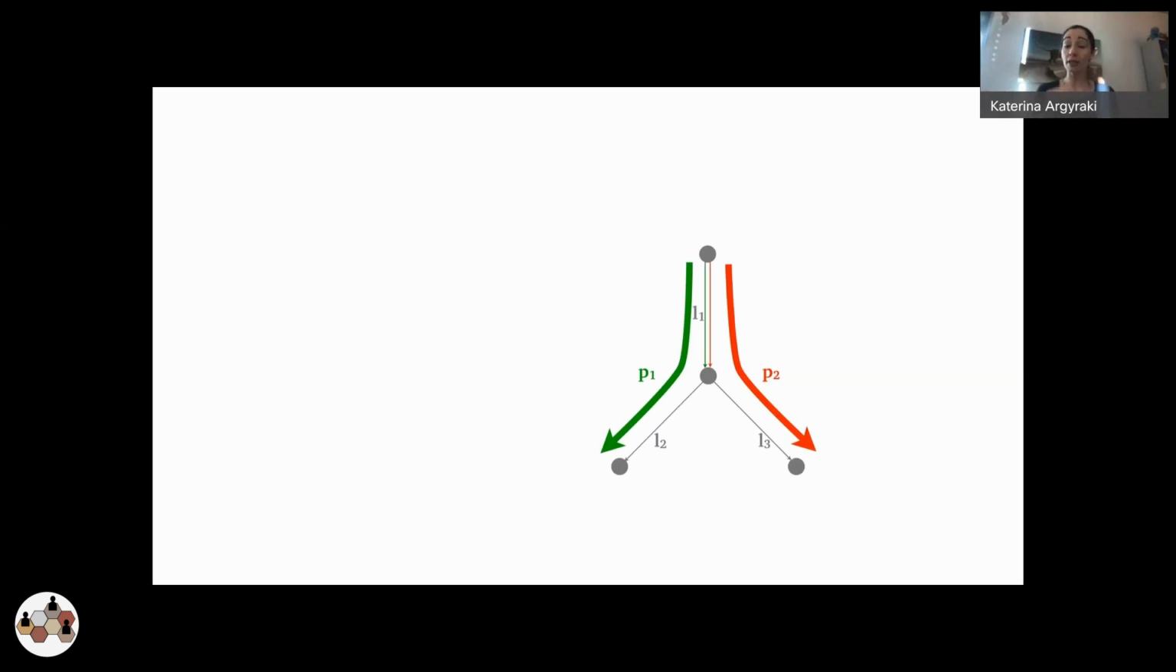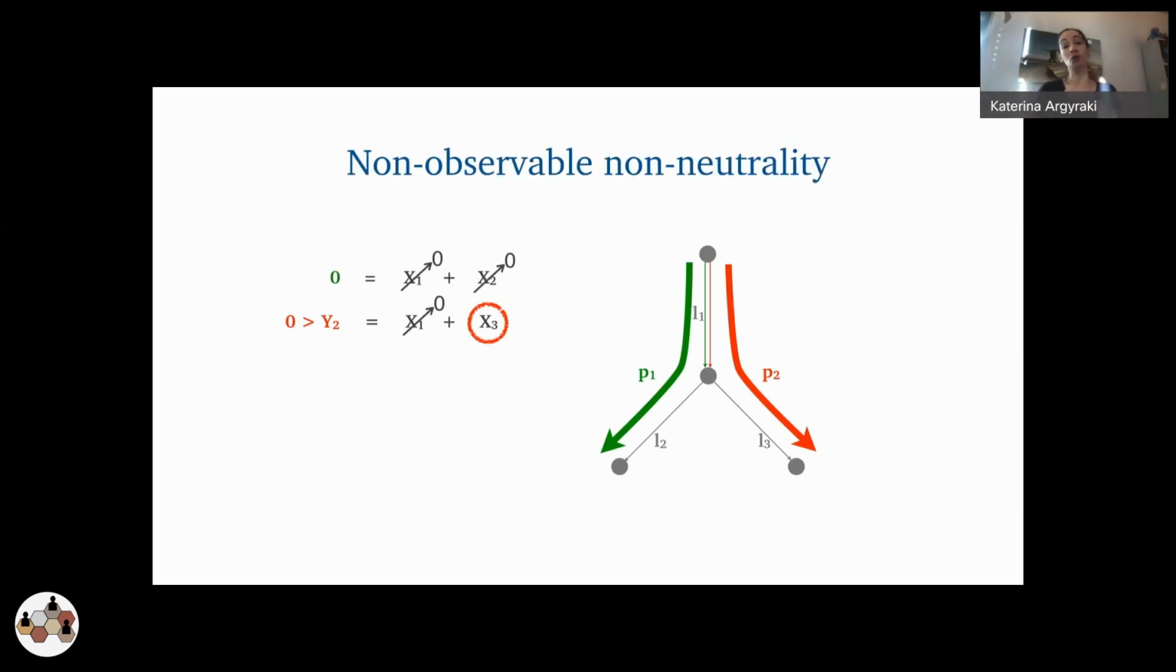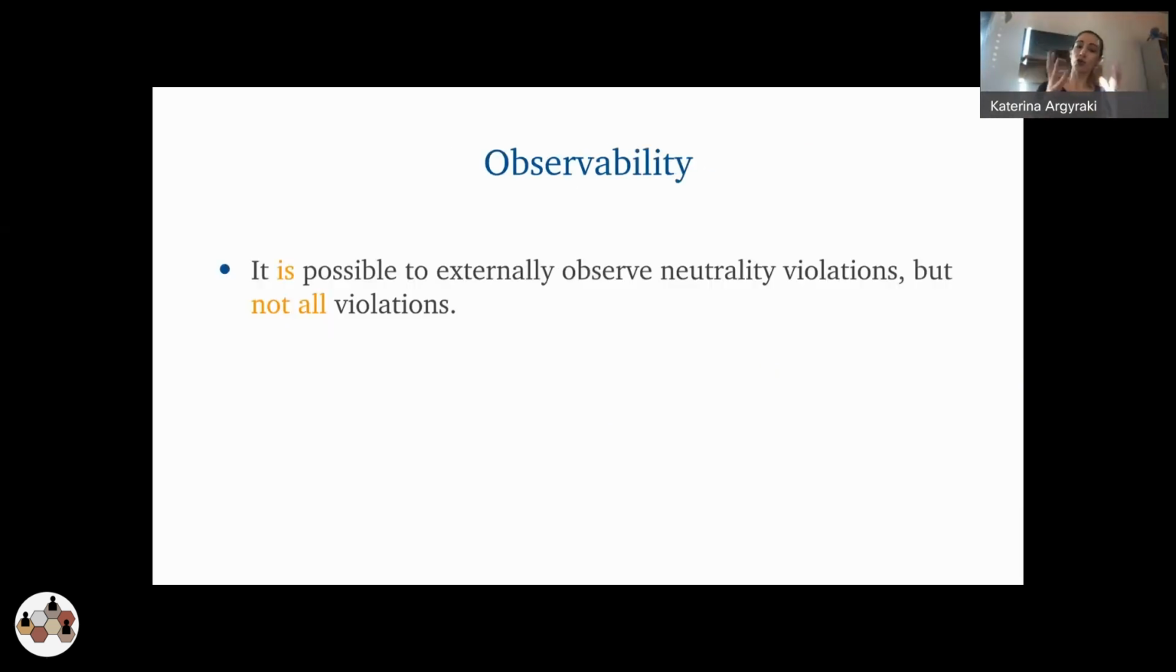So this manifests in the fact that any system of equations that we write about this network will be solvable. For example, this is an equation about path P1 and one about path P2. We said P1 is never congested, P2 is occasionally congested. Well, if we solve this very simple system of equations, it's solvable, and we will incorrectly conclude that the reason why path P2 is congested is that link L3 is congested. So this is a non-observable neutrality violation. So the conclusion is that it is possible to externally observe neutrality violations, but not all violations.